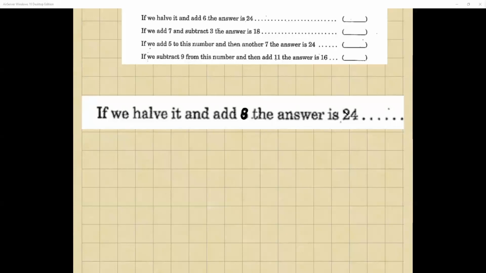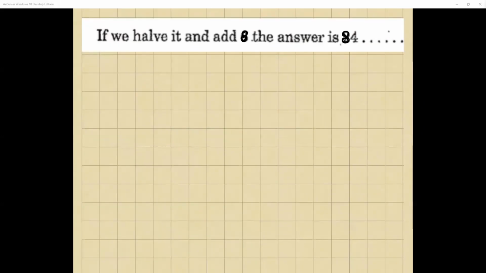Okay, read the new question for me, please, Mr. Dennis. Allow students to unmute. Yeah, you can. Dennis, are you there? Hello. Read the question, please. If we halve it and add 8, the answer is 84.